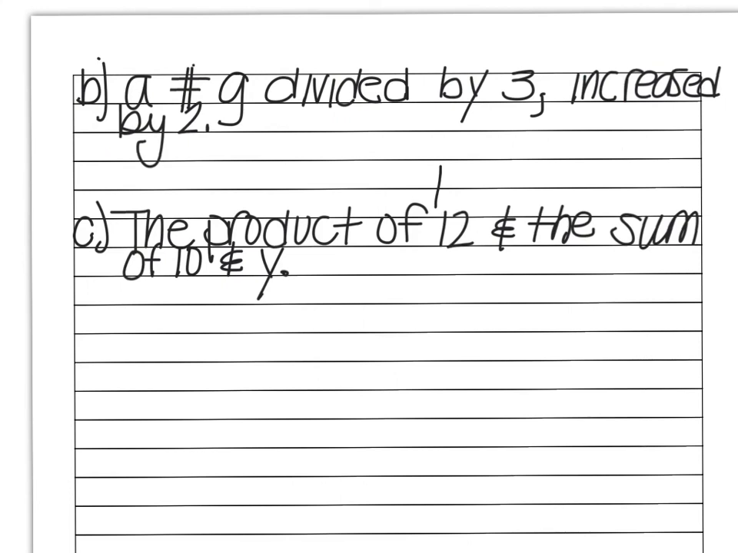Here we have example B, same thing, we have a word phrase and we need to write it as an algebraic expression. It says a number divided by 3 increased by 2. So we have g, which is our number, divided by 3, increased by 2. So you're going to divide and then increase it by 2. You also could have written it as g over 3 plus 2.